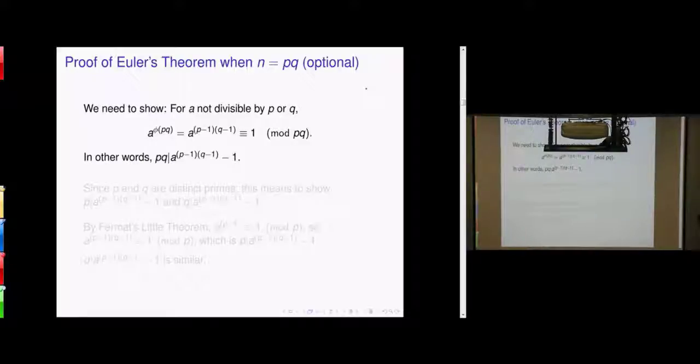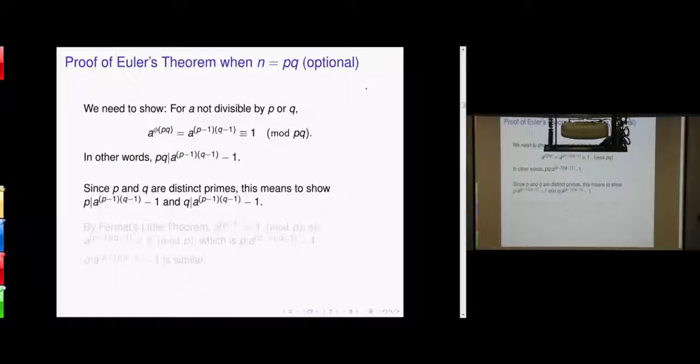So pq will divide, this vertical stroke means divide, so pq divides this number minus 1. This is what we want to show. This is what I want to convince you.